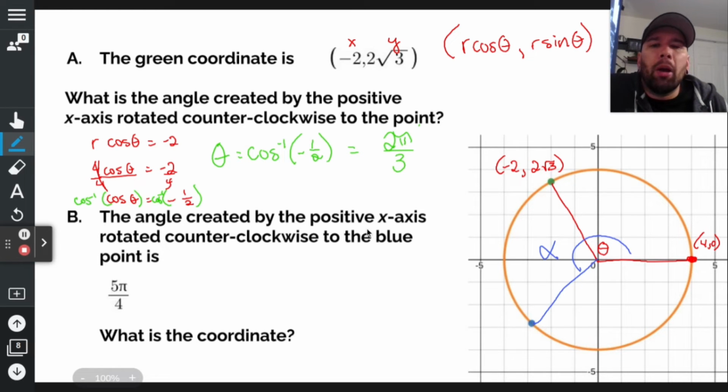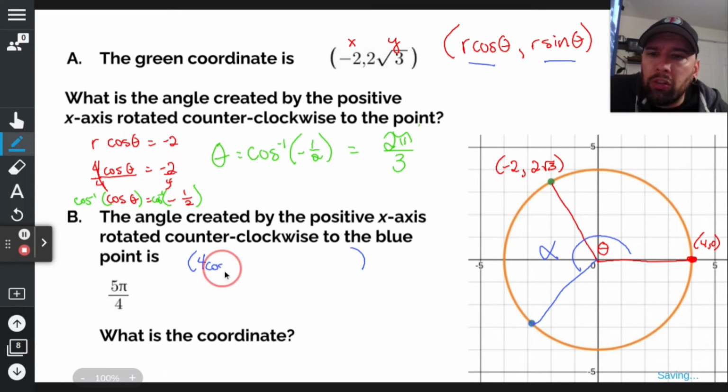The angle created by the positive x-axis, okay, so this is 5 pi over 4. We need to find the point. Well, let's go back to here because now I need an x and a y. It's not a matter of me finding one of the thetas. I need to find an x and a y. So I know r is 4, and I know theta is 5 pi over 4. So my point would be 4 cos 5 pi over 4 and 4 sine 5 pi over 4.